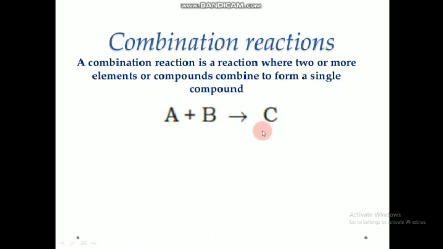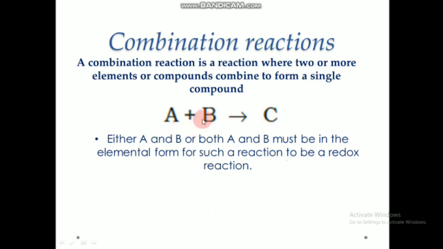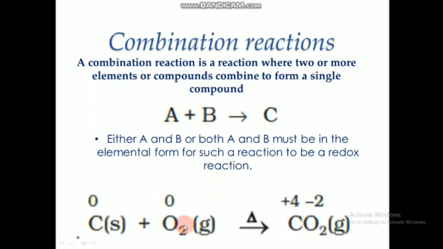So this is the form of combination reaction. A plus B is equal to C, and one condition is that A or B or both of A or B must be an elemental form. So such reaction will only be redox reactions. So as we are dealing with redox reactions now, so A or B should be elemental form. So an example is given here, C plus O2 gives CO2. In both of these are elemental form. So it's a redox reaction also.